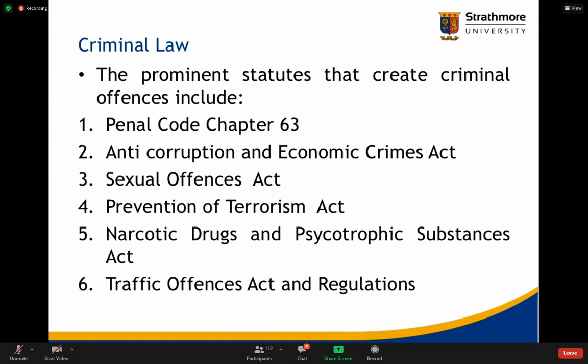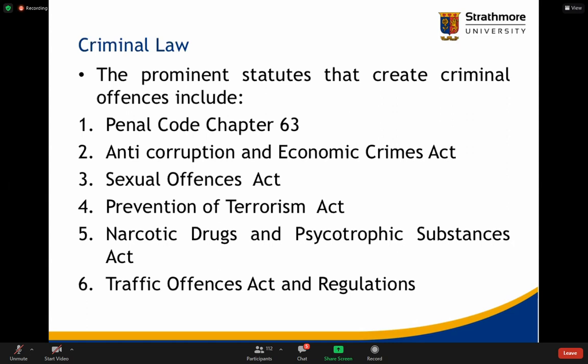In Kenya, we have a number of laws that create crimes. The main one is known as the Penal Code, Chapter 63. It is an act of parliament that has been there for the longest time. This is where we have the crime of murder, robbery with violence, and the rest. Number 2, we have the Anti-Corruption and Economic Crimes Act. This one also creates a number of offences related to corruption.